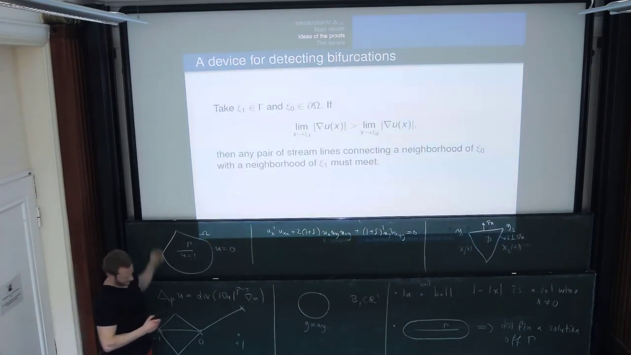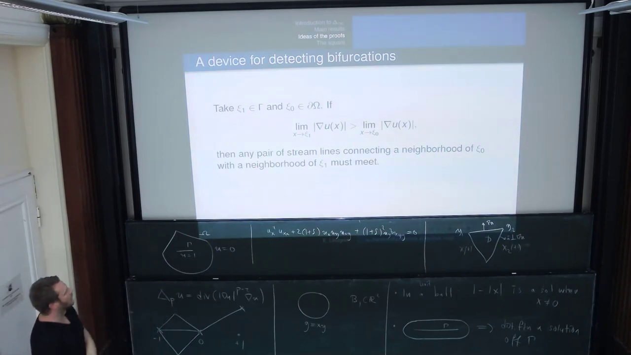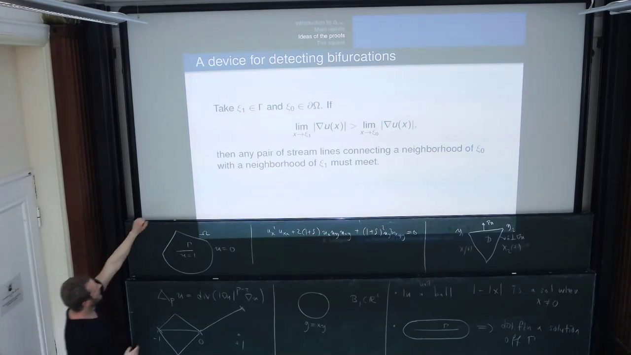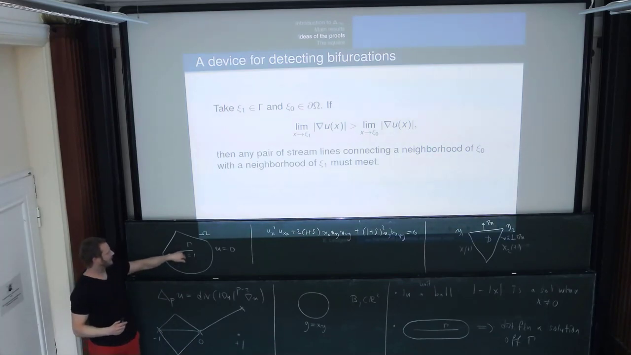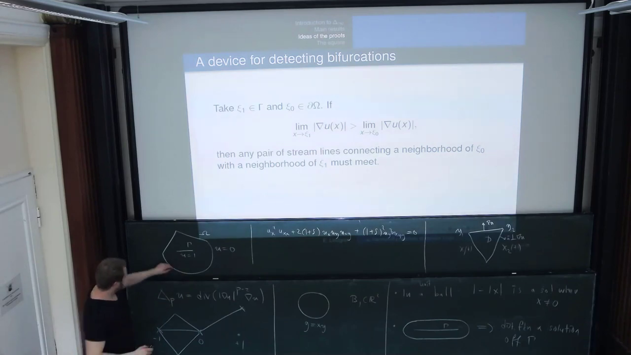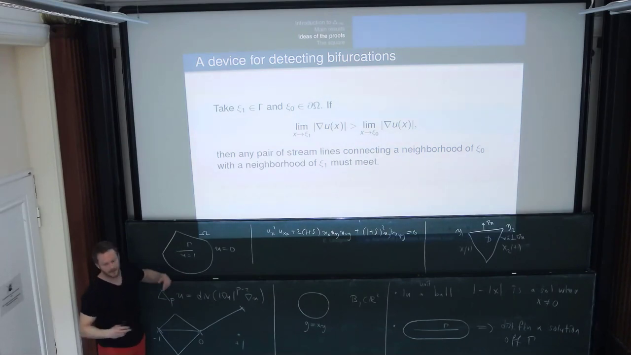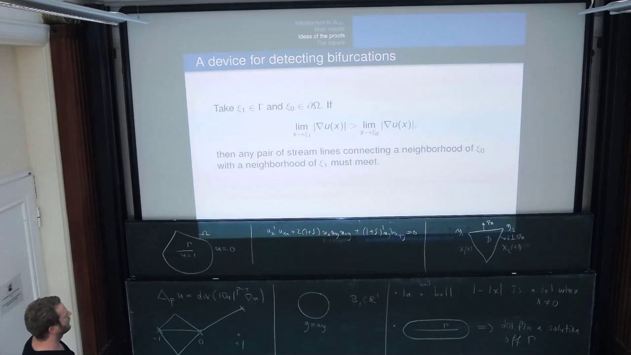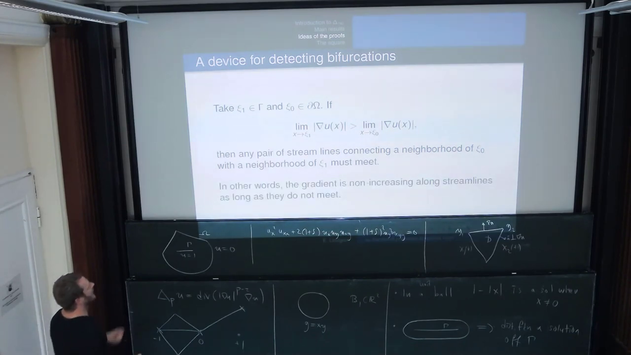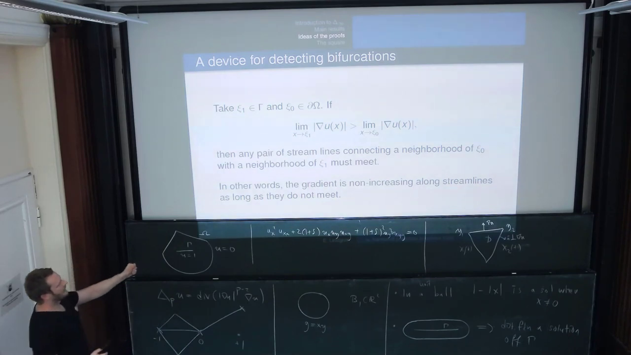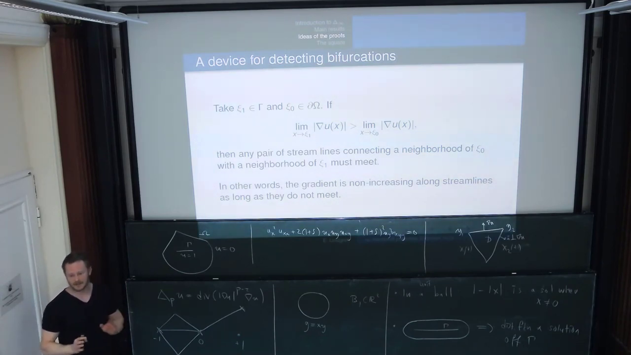So the only property we have, if you want, you can call it a device for detecting when you have streamlines that meet. So suppose you have a point on this high level set, gamma, where basically the gradient here is larger than the gradient somewhere here. Then if you start somewhere near that point on the boundary and go up here, in the neighborhood of this point, there must be streamlines that meet, in fact, at some point. So in other words, you can say it like this. If the streamlines don't meet, then the gradient is non-increasing along streamlines. In some sense, this is what it means.